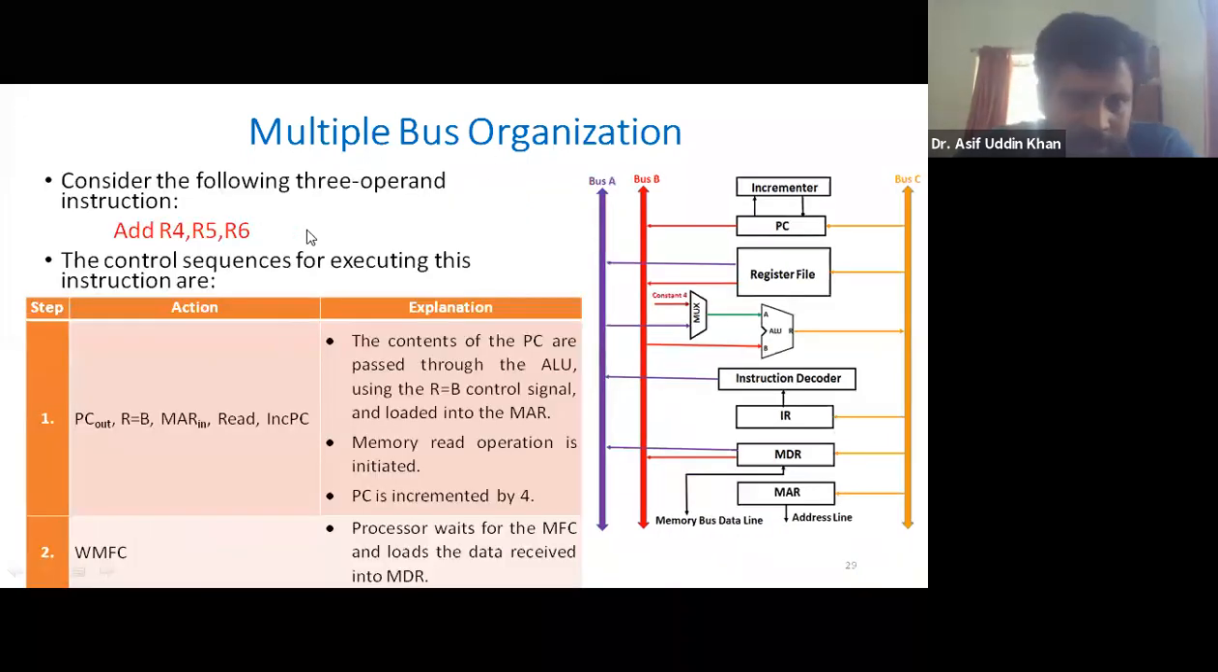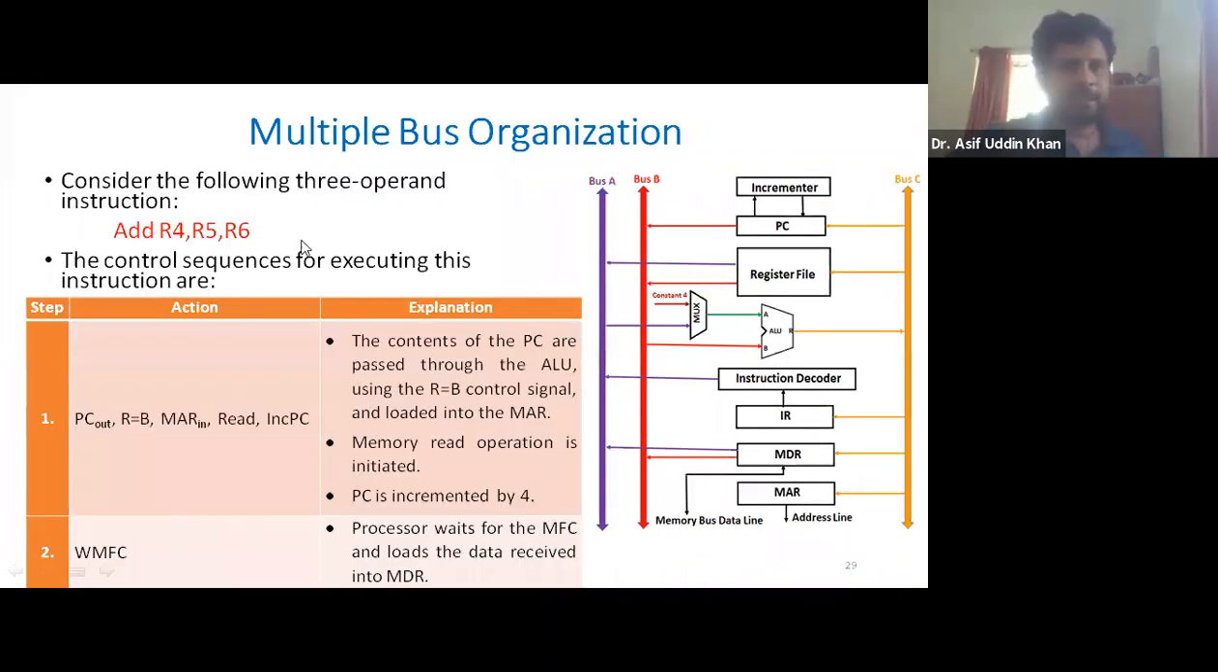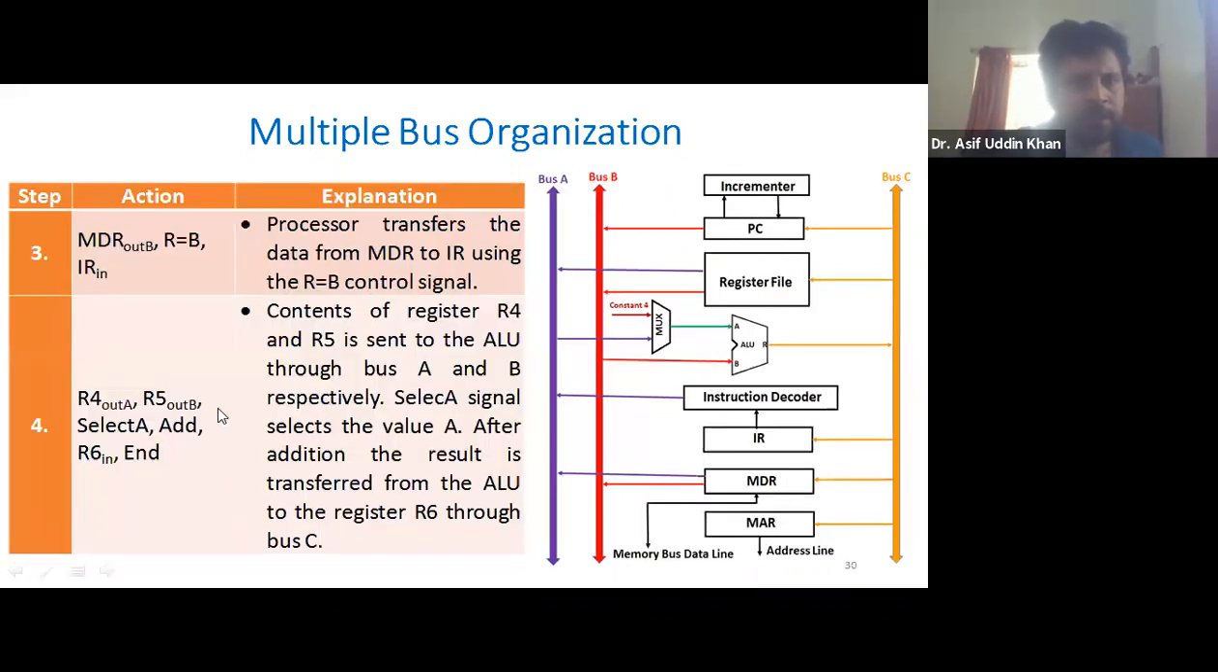Okay, so from this bus, the result will go to this register R6. You can see the destination register is R6. So R6 in is done. It will go to this R6 register this way. Okay, so R6 in is done. Then end. Okay, so this is how this instruction is executed using multi-bus processor architecture. Now you can see here, this is done using only 4 steps. So this is the advantage of multi-bus organization. You can do things in parallel.